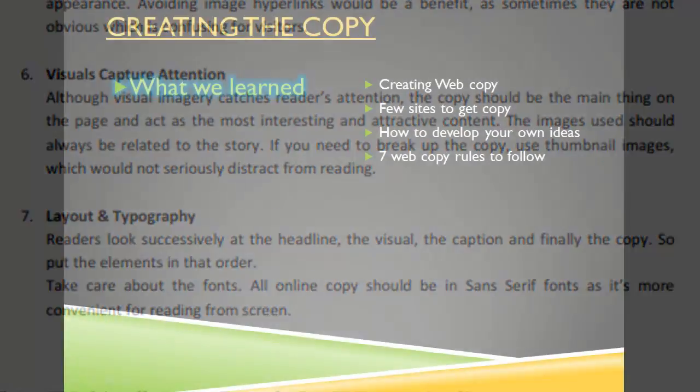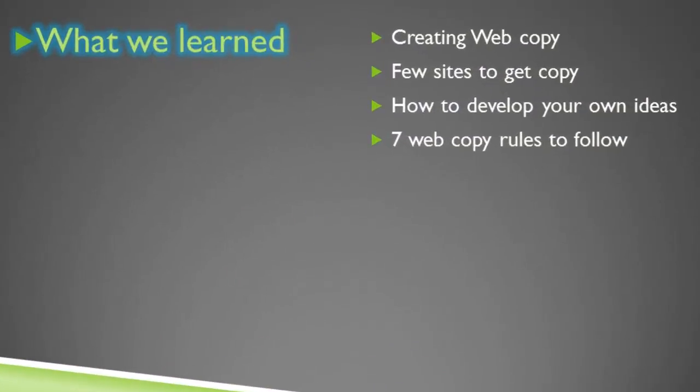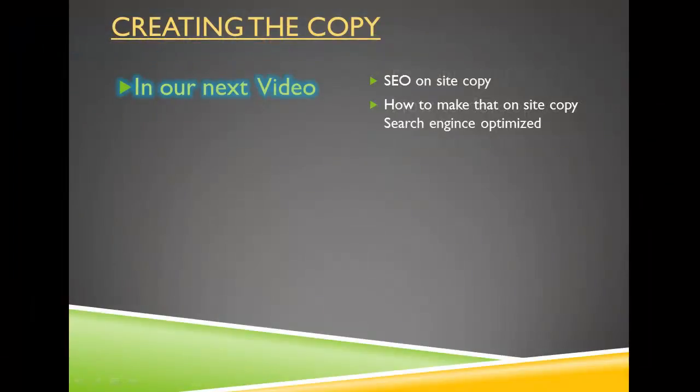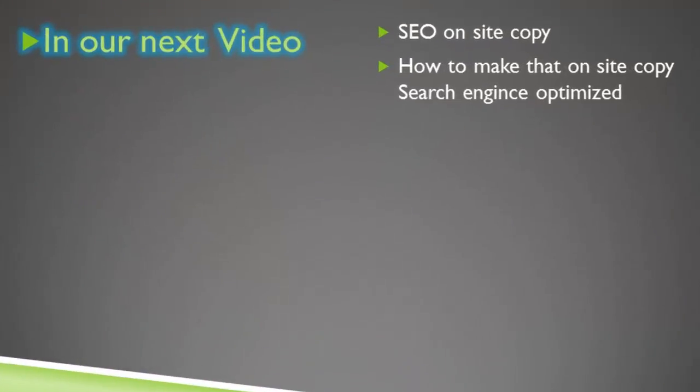So what have we learned here today? We learned how to create copy for the site, including how much of it you will need, and defining where to get it. A few tips on what to write about, and we learned the 7 key rules to great web copy. In our next video, we're going to go a step further with copy and figure out how to do some on-page SEO optimization.